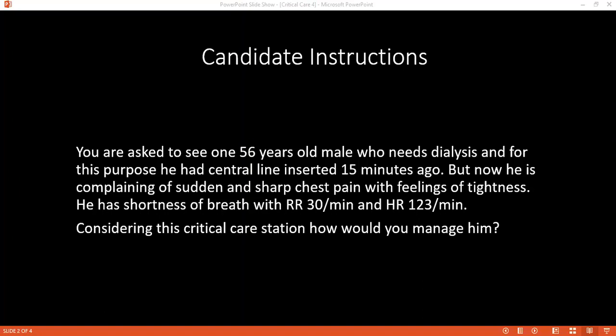Okay, this central line can be a source of infection as well. Can you tell me what organisms are involved or can occur? Usually Staphylococcus aureus, and Staphylococcus epidermidis.